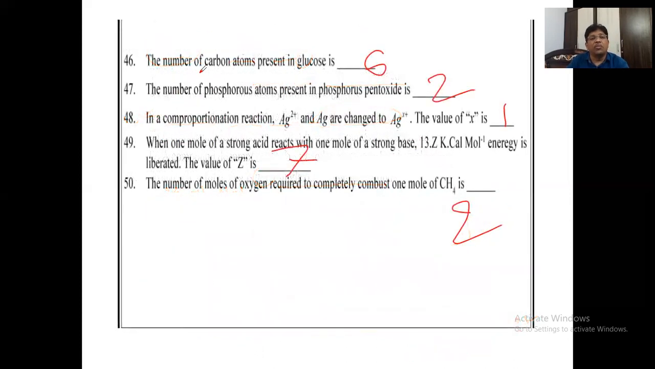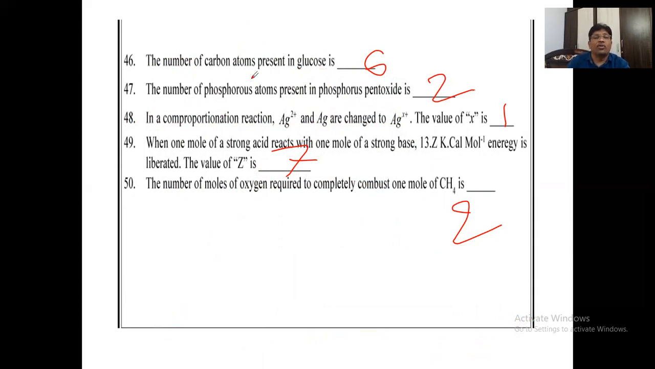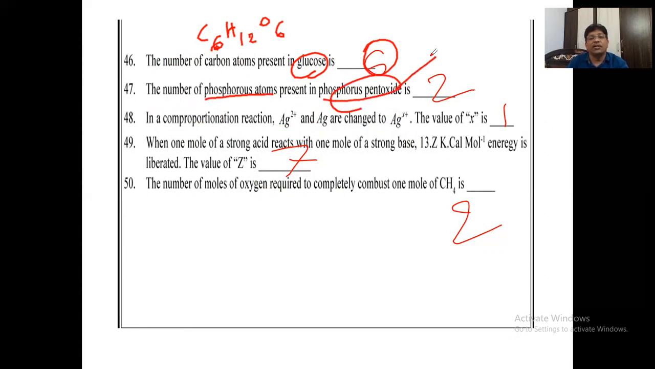Next one, the number of carbon atoms present in glucose. Formula what? C12H22... sorry, that's sucrose. What is the glucose formula? C6H12O6. So how many carbon atoms here? 6. Okay. Next, the number of phosphorus atoms present in phosphorus pentoxide. Phosphorus pentoxide formula is P2O5. In this, how many phosphorus atoms are there?